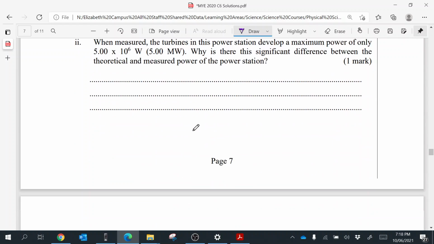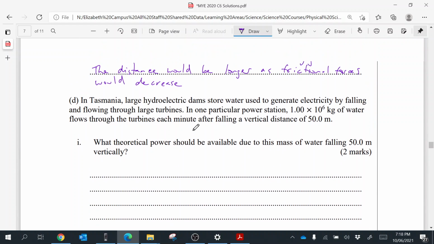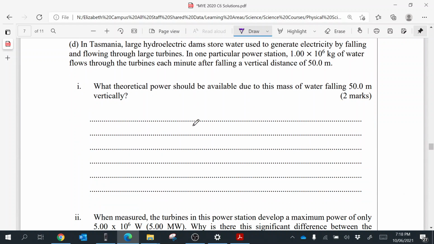Oof, these are long questions. Hopefully, okay, 2 more parts. In Tasmania, large hydroelectric dams store water used to generate electricity by falling and flowing through large turbines. In one particular power station, 1.00 times 10 to the 6 kilograms of water flows through turbines each minute after falling at a vertical distance of 50 meters. What theoretical power should be available due to the mass of water falling 50 meters vertically?